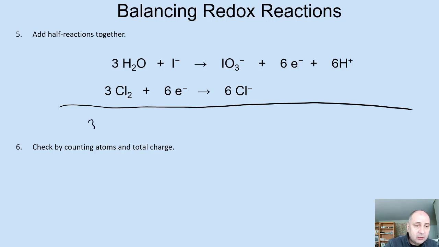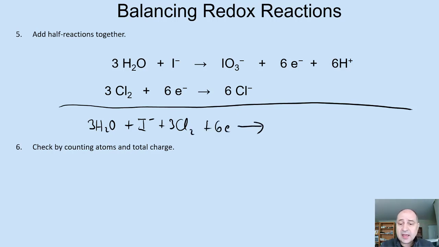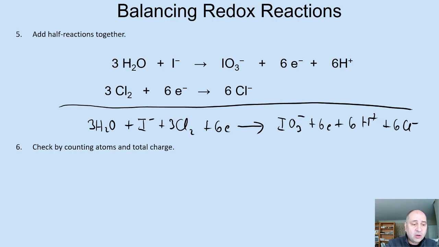So there are 3 water molecules and 1 iodide, 3 chlorines, and 6 electrons. That's everything on the reactant side. On the product side, we have IO3 minus and 6 electrons and 6 H plus and 6 chloride ions. And then finally you do your check. You count all of the elements.